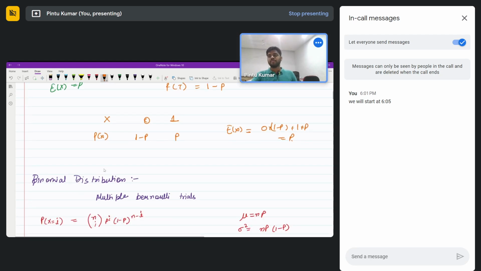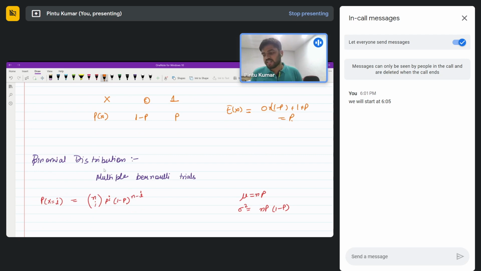But in practice, it is possible that you toss a coin, let's say 10 times, and you want to see how many times you got head. Or you want to find the probability of the event that you got head 5 times out of 10 times. That kind of phenomenon is covered by something called the binomial distribution.